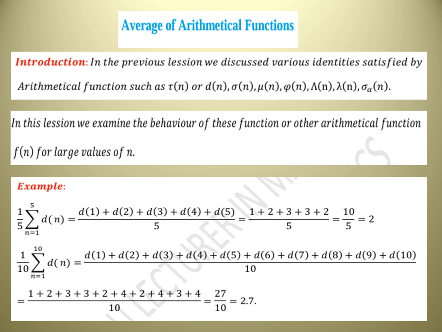whose sum divided by 5 is 2 here. That means d of 1 is 1. Why? Because the number of divisors for 1 is 1. Similarly, the number of divisors of 2 is 2, 1 and 2. Similarly, d of 3 is 2, d of 4 is 3, and d of 5 is 2, and whose mean, dividing by 5, is equal to 2. Similarly, we calculate the sum of divisors of n for n equal to 1 to 10, and its mean is 1 by 10 times the sum, whose value is 27 by 10, and is equal to 2.7.